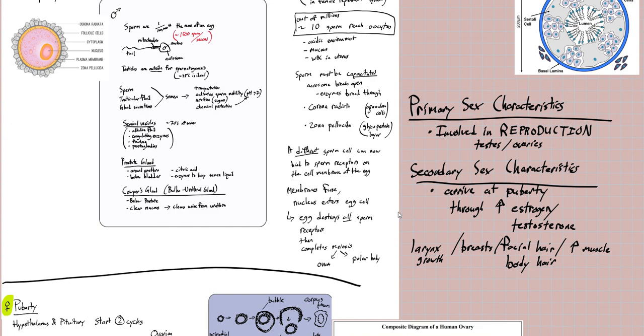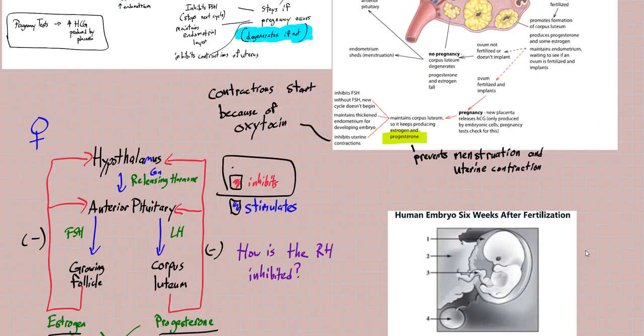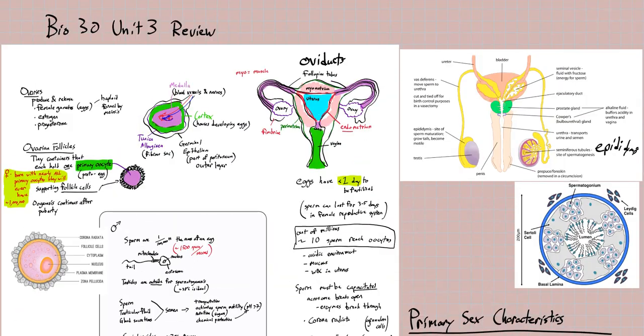Secondary sex characteristics are things that come about at puberty. So when we have increased estrogen or testosterone levels at puberty, then for men we would have the larynx getting bigger and deeper and the voice deepening. For men, too, we would have increased facial hair and body hair. For men, we would have increase of muscle. For women, we would have development of breast tissue and also some increase of body hair. And these are not necessary for reproduction, but they are just common indicators of who is male and who is female.